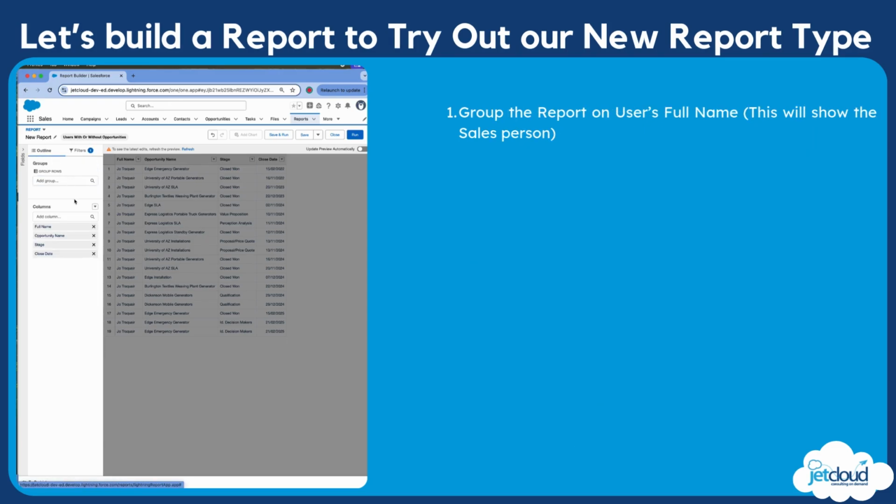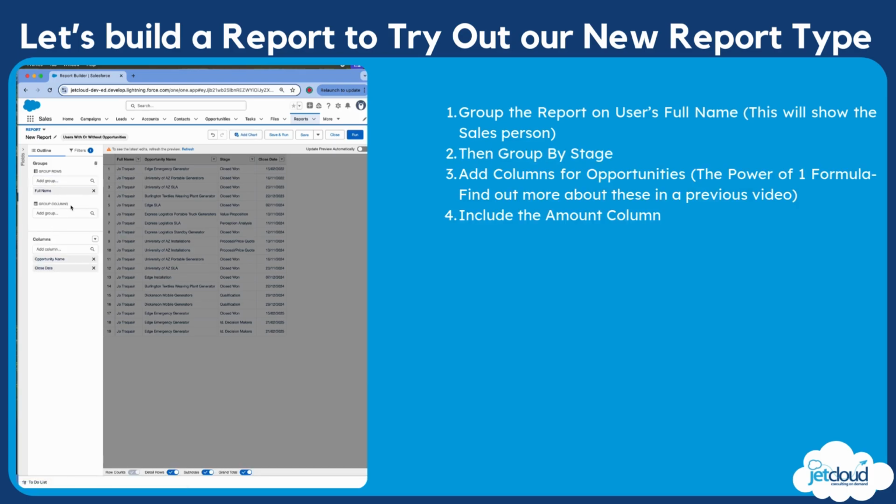Okay. In the outline, I want to include the user's full name, and that will be the salesperson. We're going to add another grouping, stage, so it's by the user and then by what stage the opportunities are at. And I want to include in here my opportunities power of one formula, and I'm going to sum that so that for each person I know how many opportunities there are. We could also include the amount.